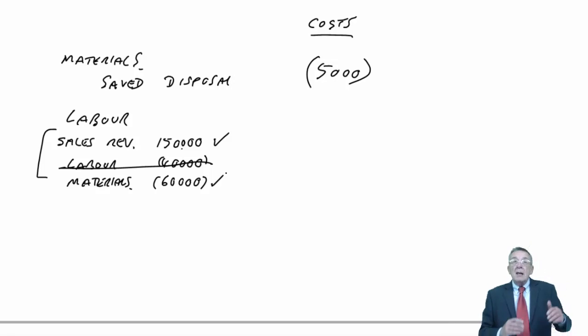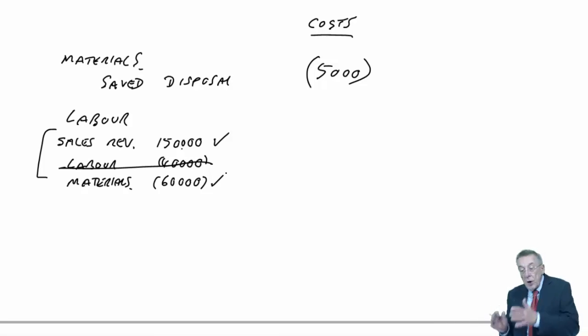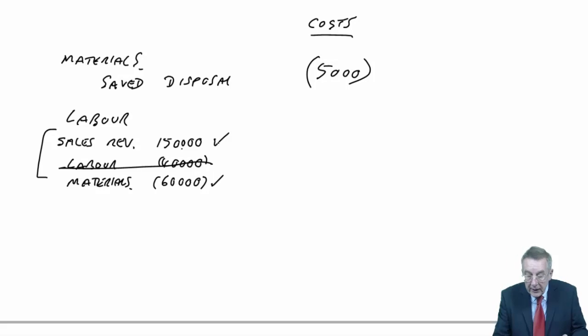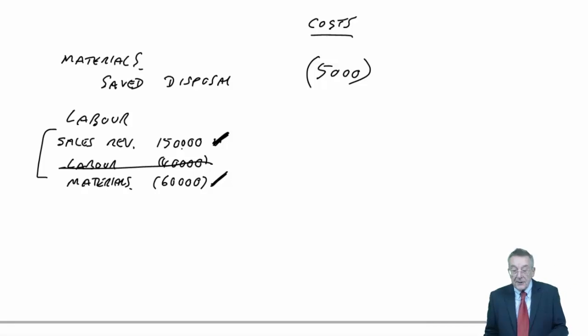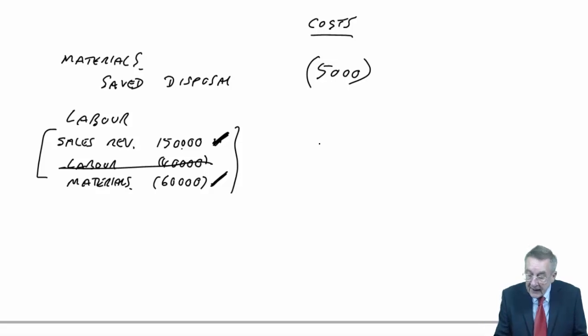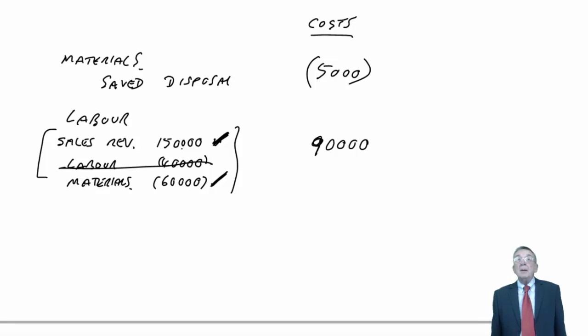And so, if we move the men to work on this contract, what effect does it have on the business? Again, we lose that revenue, we save those materials, and therefore we lose 90,000. It's effectively, therefore, costing us 90,000 for this bit of it to do the contract.